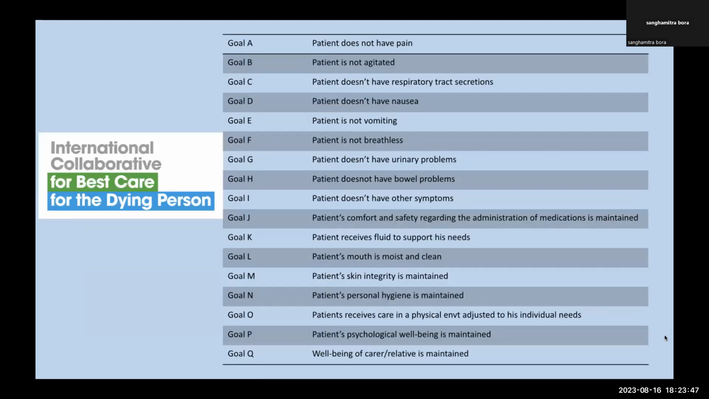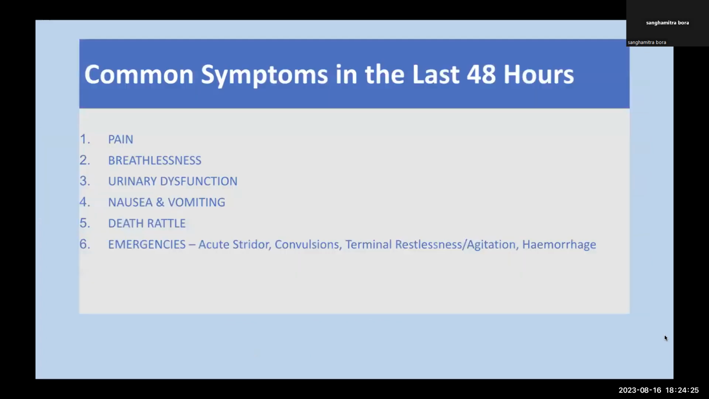The International Collaborative for Best Care of the Dying Person maintains a chart for people who are at the end of life, and they have goals A to Q, and these are reviewed every 2 hours for patients. So you can understand how end of life care is followed in other countries or other places. You can also do that in your setup, for your patients also.